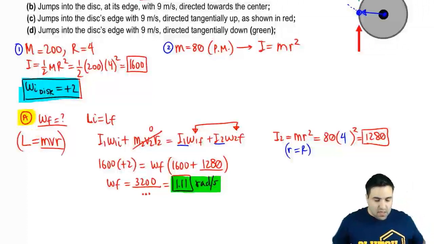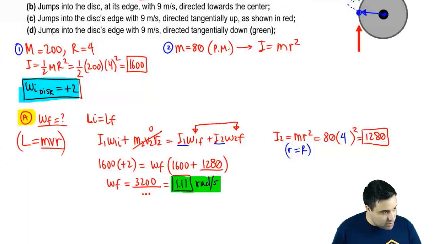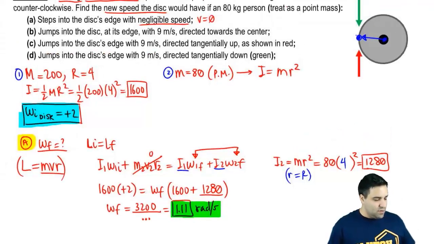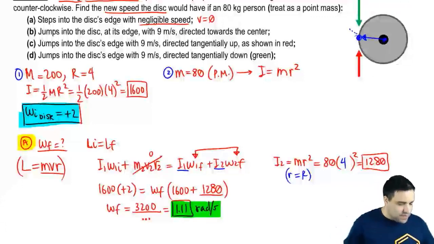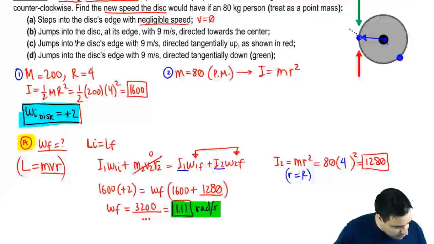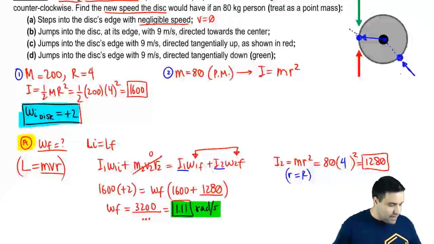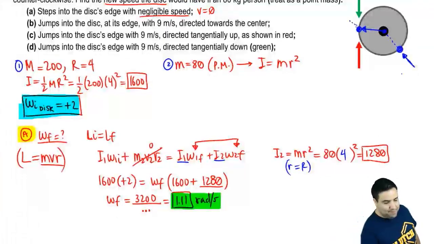In part B, the person will jump into the disk at its edge with 9 meters per second directed towards the center. So let me draw this here real quick. You jump at the edge, directed towards the center. So in the first one you did this. On the second one, let's say you jumped over here and you jumped with the direction that points towards the center. Okay? So let's think about what would happen here.